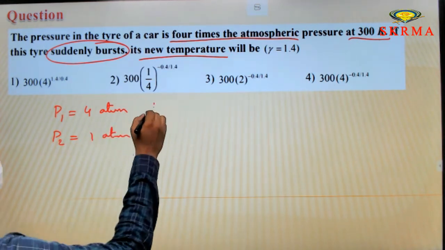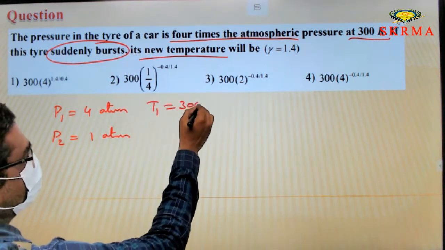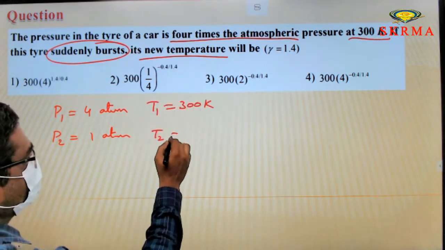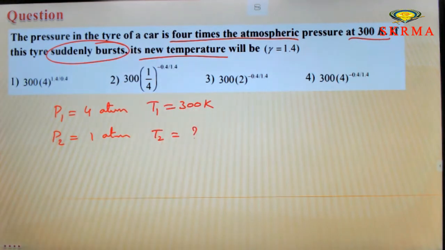What is the temperature T1? T1 equal to 300 Kelvin. We have to calculate T2. T2 equal to how much? Now, what is the relation between pressure and temperature in the adiabatic process?